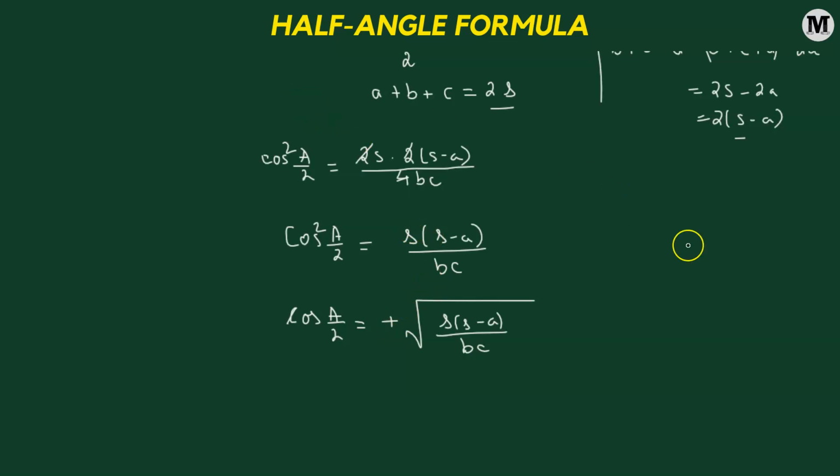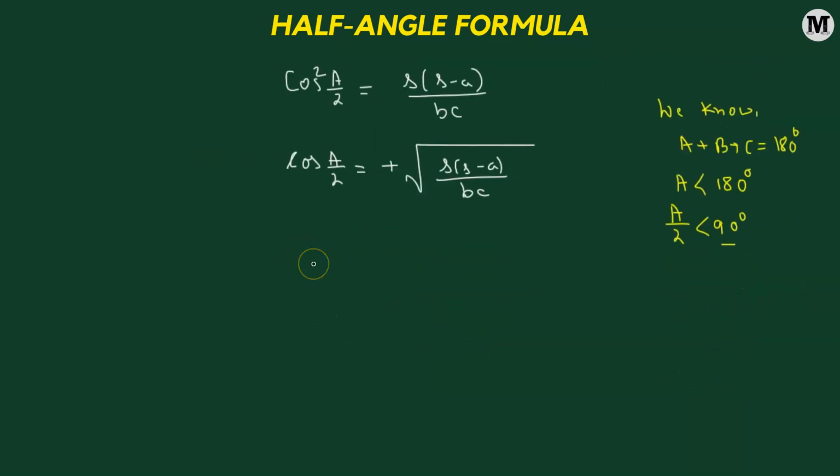The reason behind this is we know for a fact that the sum of the 3 angles of a triangle is equal to 180 degrees, which means that if we pick any one of the angles, let's say angle A, A is always going to be less than 180 degrees. If A is less than 180 degrees, that means A over 2 must be less than 90 degrees. And if A over 2 is less than 90 degrees, that's telling us that angle A over 2 is going to lie in the first quadrant. And in the first quadrant, the cosine value is always positive. This is the reason why we considered the positive square root. The cosine of A over 2 is the square root of S times S minus A over BC.